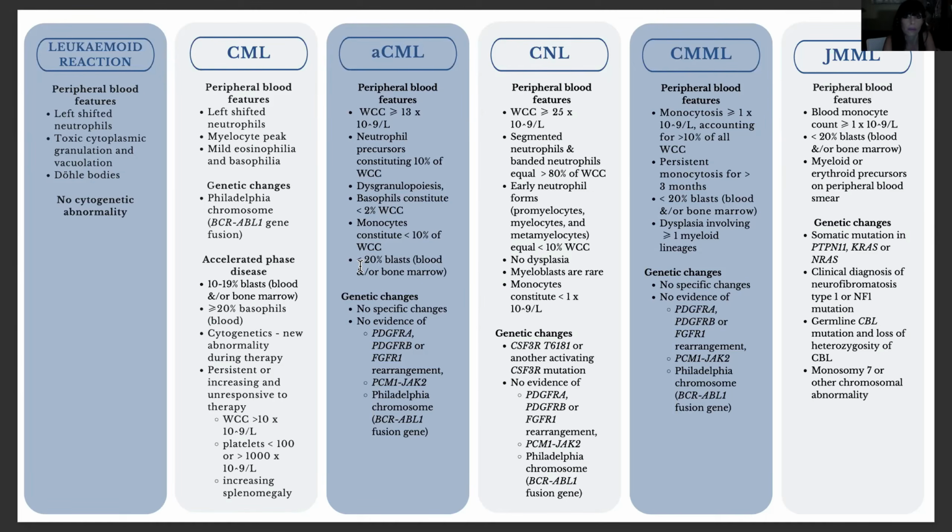Dysplasia shouldn't be there, so that's a good distinguishing feature between atypical CML and chronic neutrophilic leukemia. Myeloblasts are very rare in this condition, and monocytes should be less than 1 × 10⁹ per liter. And as you mentioned, Sam, the key genetic factor driving chronic neutrophilic leukemia is the CSF3R mutation, and there are various different types of mutation.